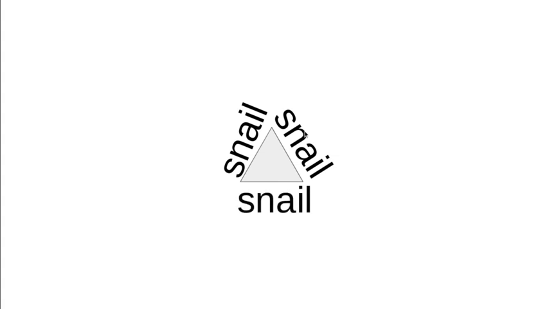Just like that. All right, the next word we're going to write is snail. Let's do a triangle this time. So we tap it out. S, N, A, L. Write it. All right, next word is bay.